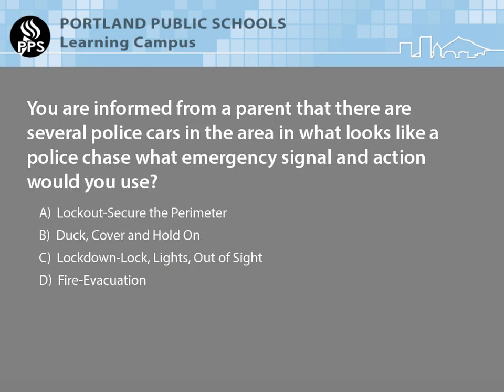You are informed by a parent that there are several police cars in the area in what looks like a police chase. What emergency signal and action would you use? A. Lock out, secure the perimeter. B. Duck, cover, and hold on. C. Lock down, locks, lights, out of sight. Or D. Fire, evacuation.